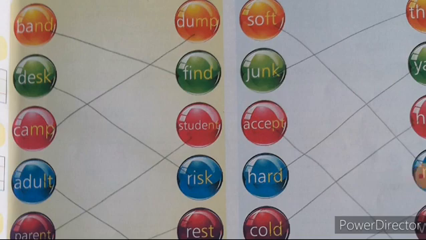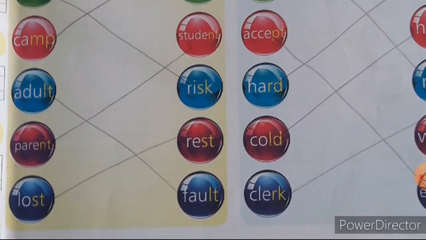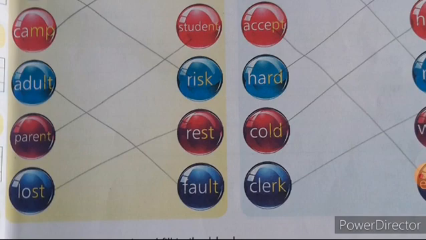Band. You can match with find. Both terminal sounds are ind. Band, find. The next one, disk. Risk. The sk sound. Next one, camp. Dump. Camp, dump. The next one, adult. What is the sound here? Adult. The sound is ult. It can match with fault. That is also ult. Parent, student. The sound is ent. The next one, last and rest. The sound is ast.